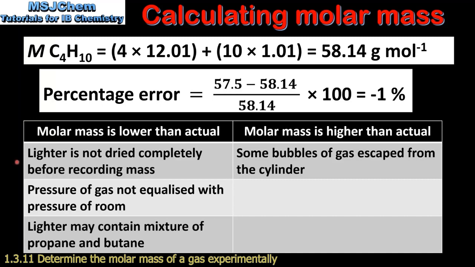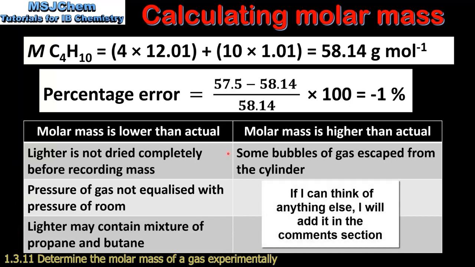Finally, we look at why our experimental value is different to the theoretical value. So we'll start by looking at errors that make the molar mass lower than the actual. The first is where the lighter is not dried completely before recording the mass. Next, we have the pressure of the gas not equalized with the pressure of the room. And we have the lighter may contain a mixture of propane and butane. And for errors that make the molar mass higher than the actual, we have some bubbles of gas escaped from the cylinder. So that's all from this video.